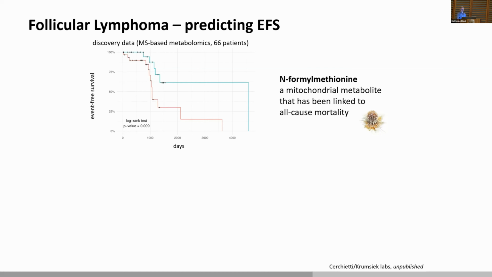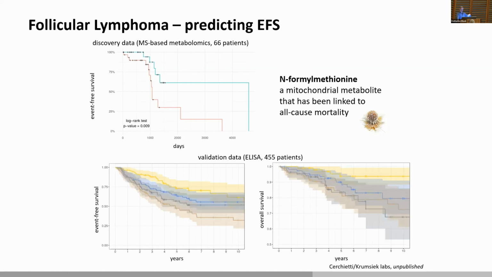It's a mitochondrial metabolite. It has been associated with all-cause mortality in non-cancer studies, and together with the Cecchetti lab at Cornell, we're currently doing some wet lab experiments of what exactly is going on. Why does this metabolite occur? It has something to do with mitochondrial stress and some localization issues of proteins.